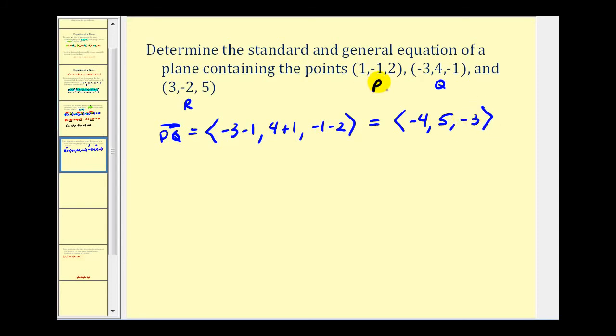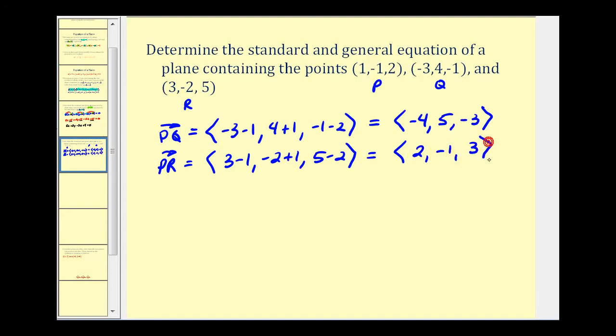Now let's find the component form of vector PR. We'll have 3 minus 1, -2 minus -1, or -2 plus 1, and 5 minus 2. So the component form of the second vector will be 2, -1, and 3. So again, these are two vectors in the plane.